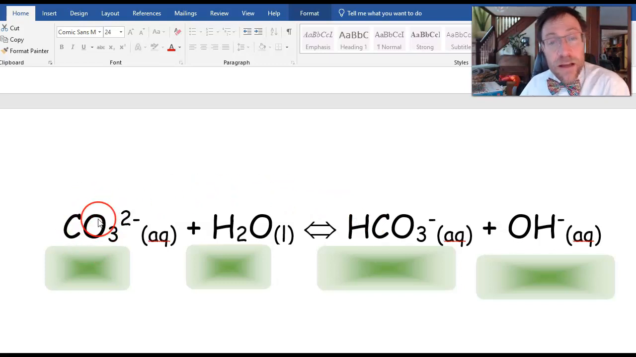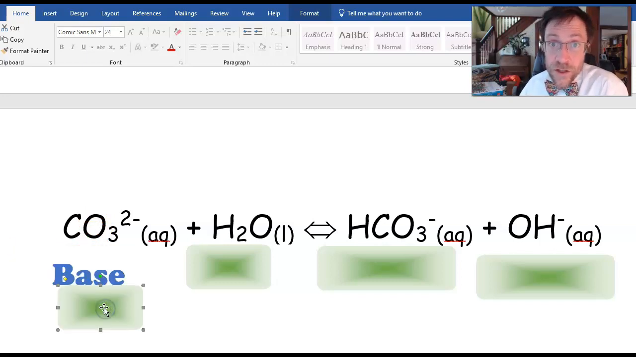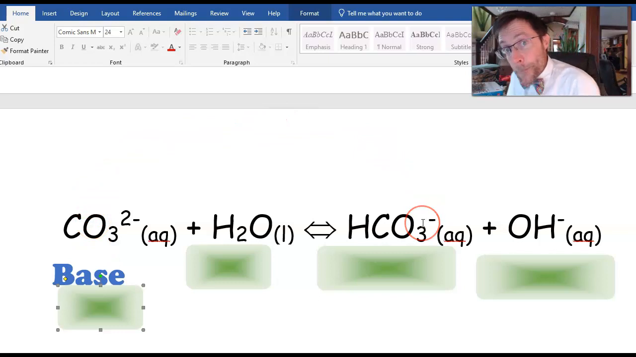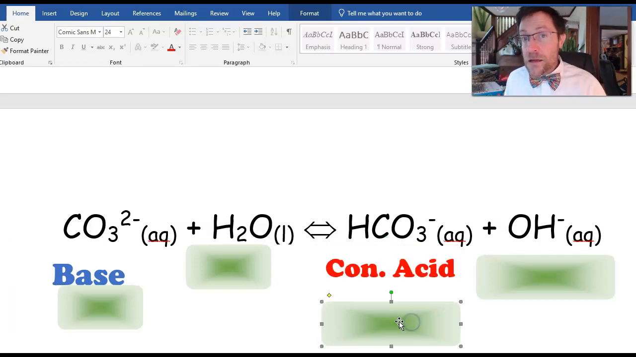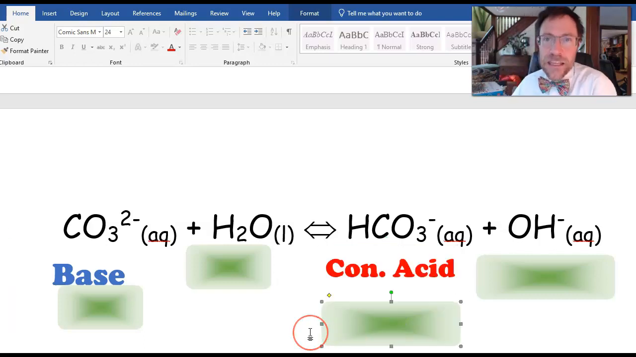So if this guy right here, the CO3, is absorbing hydrogens, do you remember what we call something that absorbs a hydrogen? You're right, it's a base. And so if my CO3 is the base in the forward reaction, you see how that HCO3 has to act like an acid in the reverse because it's giving up that hydrogen, but because it's on the product side, it is a conjugate acid. You dig how that works?